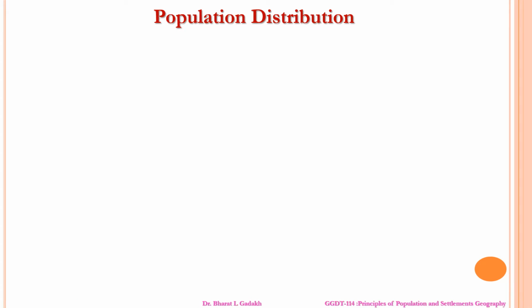The first point is percentage of population, and the second one is density of population. Students, one measure of population distribution is the percentage of population of a particular area in relation to the population of a larger area in which the particular area is included. For instance, the population of the United States in 1971 is considered as a percentage of world population, which was 3.6 billion in the same year.